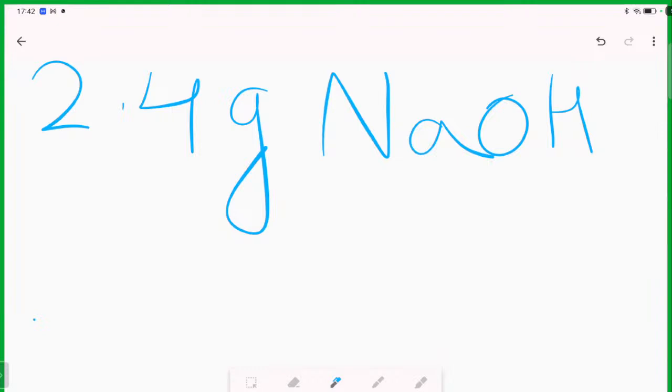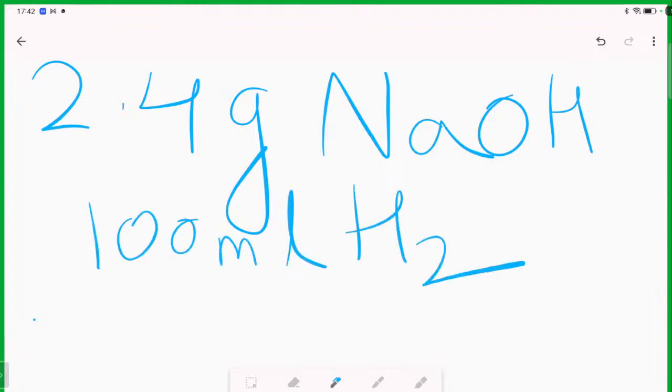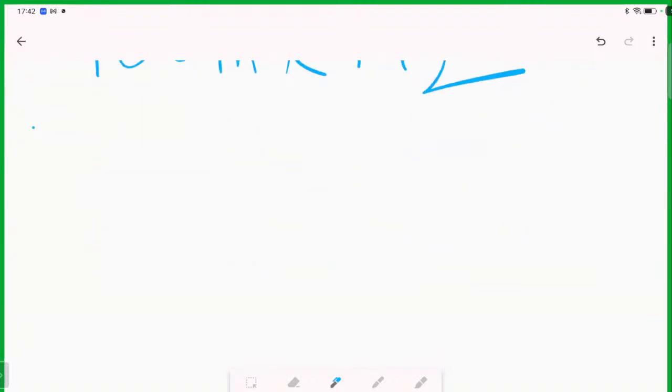So whenever a term is given to be found, first write its formula. First of all, what is given? 2.4 gram NaOH is given. 100 ml of water is given, right? Now, we need to find the molarity. What is molarity? We have a formula of molarity. M is equal to, M here representing molarity, number of moles of solute divided by volume of solution in liter. This is important.